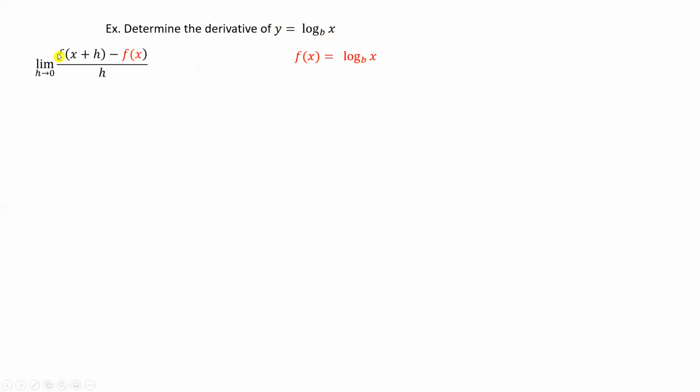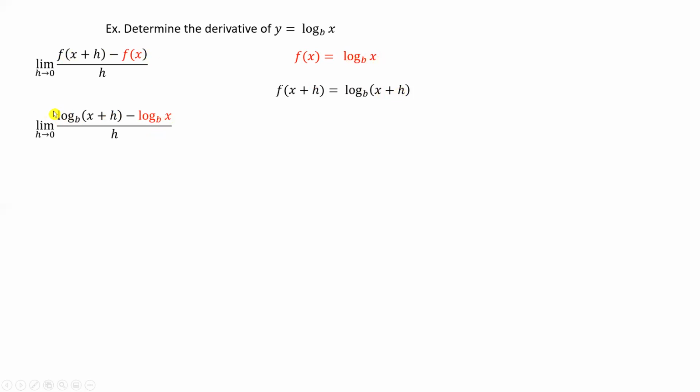Calculating f of x plus h, everywhere there's an x, we're replacing that with x plus h. So f of x plus h is log base b of x plus h. We can then put them in. Instead of f of x plus h over here, we're going to put in log base b of x plus h. And instead of f of x, we'll put in log base b of x. So this is what f of x plus h was equal to, and this is what f of x was equal to.